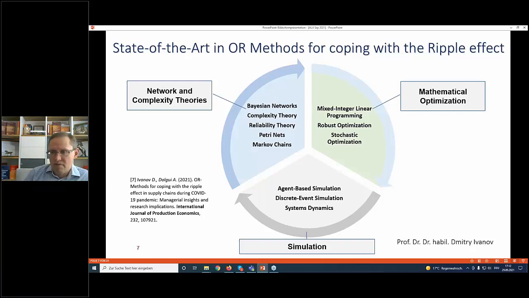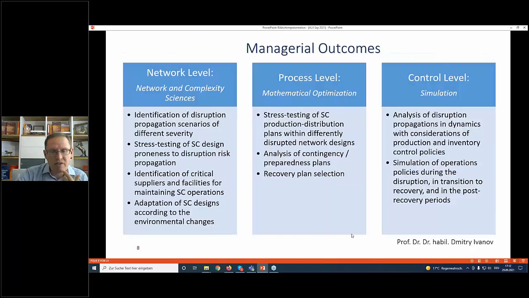And then we also have simulation methods. There are three major methods: agent-based simulation, discrete event simulation, and system dynamics. So this is what modeling methodology can offer to cope with resilience and with the ripple effect.